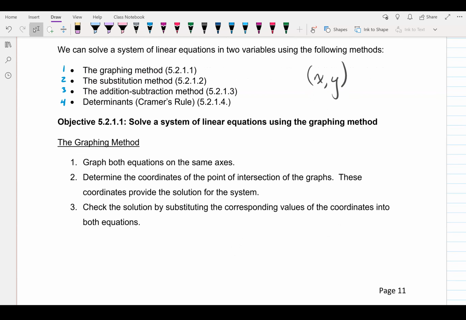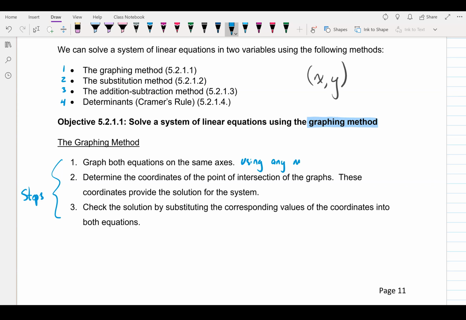It says Objective 5.2.1.1, solve a system of linear equations using the graphing method. And it says right in the method what we're going to do. We're going to graph it. These are, of course, our steps, and let's read them. It says graph both equations on the same axis, and I'm going to say in that case we're going to use any method.